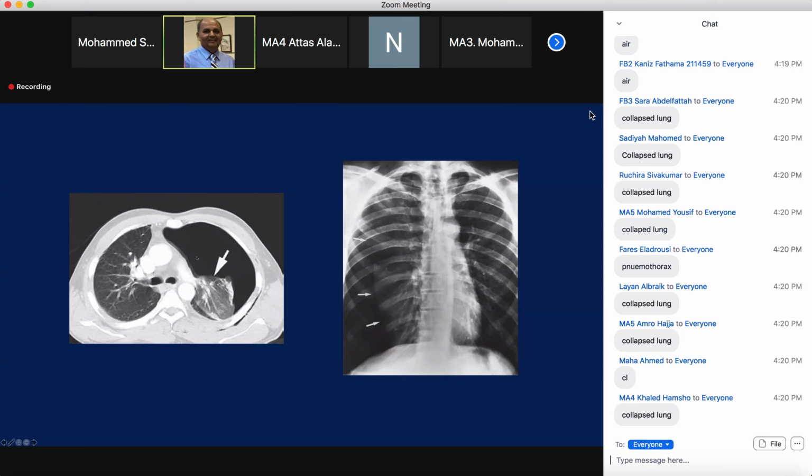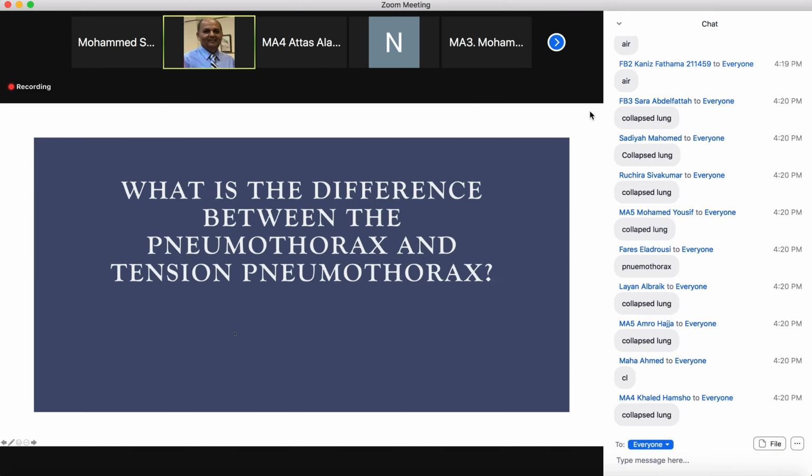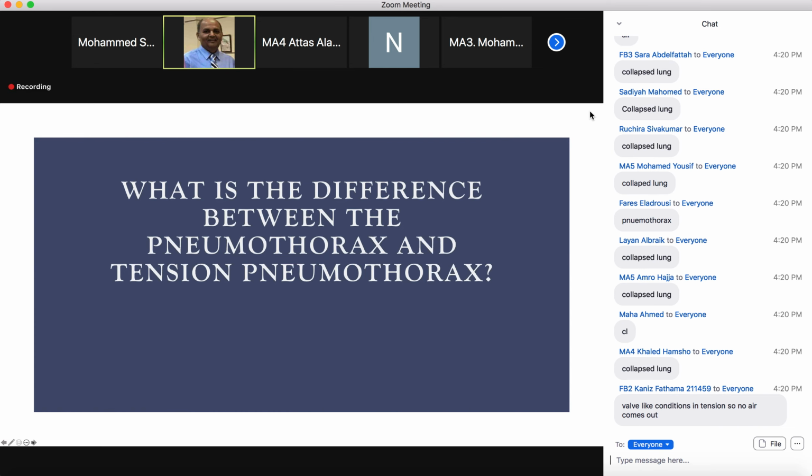If there was a fluid, we could have seen a fluid level. But here, you can compare the color. Are we good? Perfect. So now, the next question is, what is the difference between the pneumothorax and tension pneumothorax? So now, let's take this concept. It was explained before, but I would like to take it because it's a question where people need clarity. Pneumothorax, air goes out. Tension, air does not. Excellent, Jude, you are right.